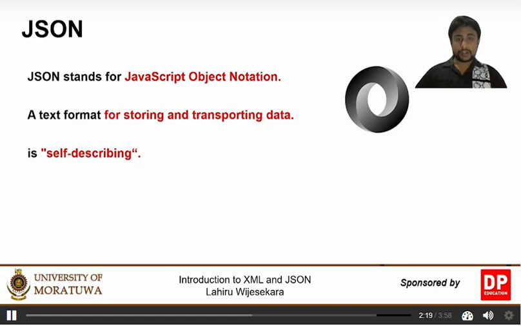Let's look at the JSON. JSON stands for JavaScript Object Notation, a text format for storing and transporting data. JSON is self-describing.